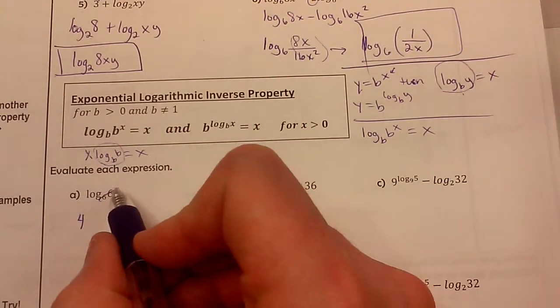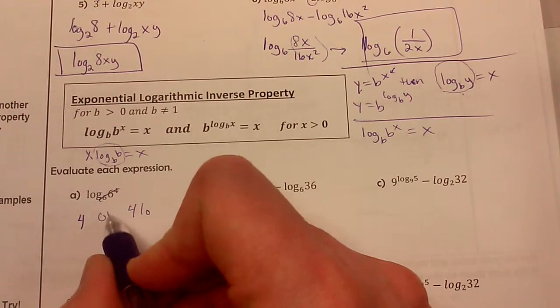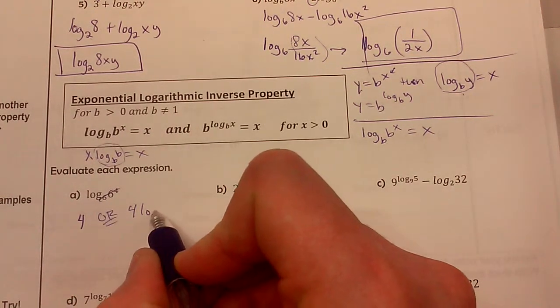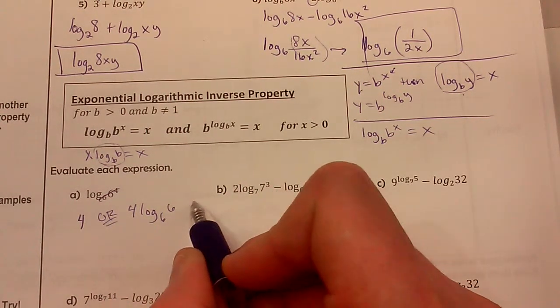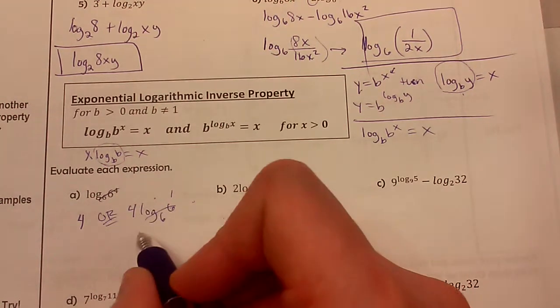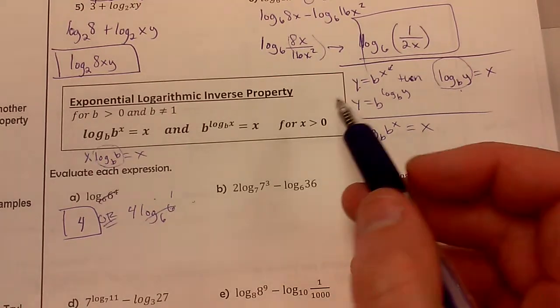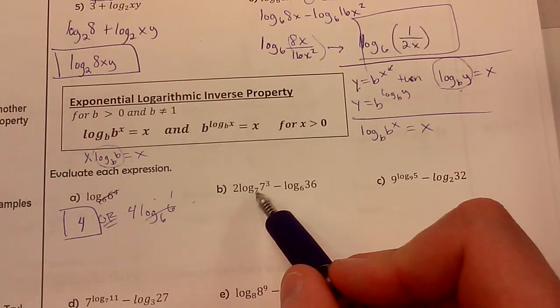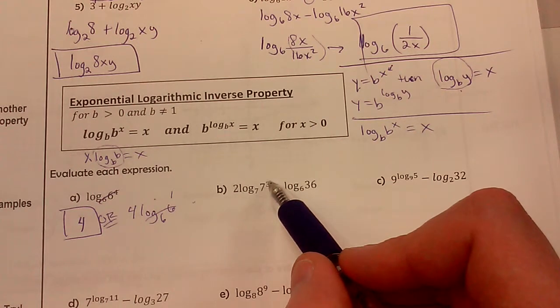The other way you could think of it is, you could have the frog jump over the log. There's another way to think of it. We have the frog jump over the log, right? 6 to what power is 6? So this whole thing equals 1. So we have 4 times 1 is 4, right? So either way. In this case, this is log base 7 of 7 to the third.